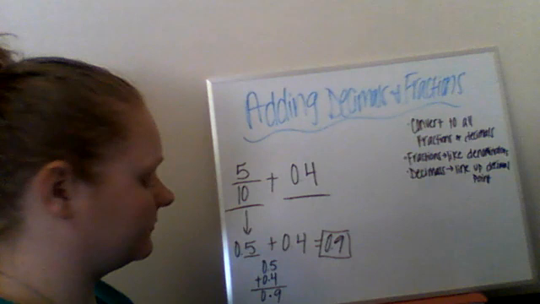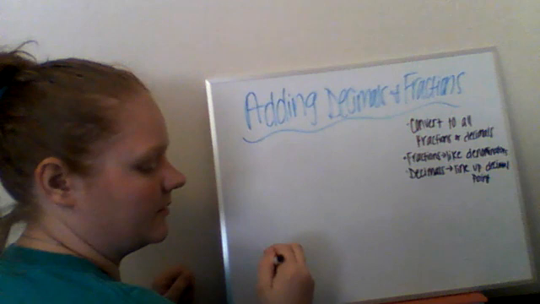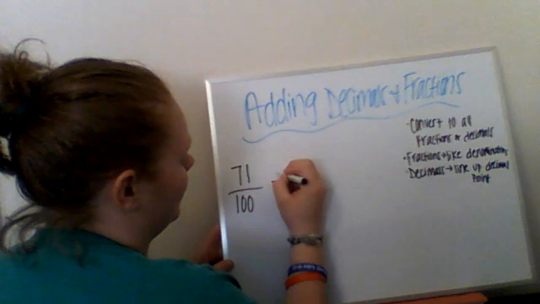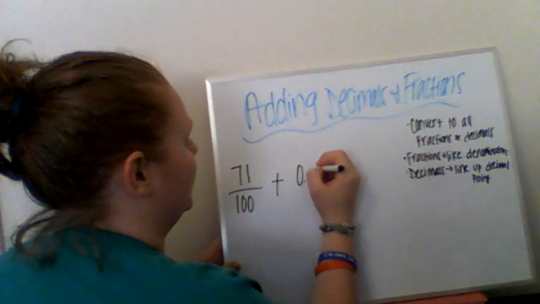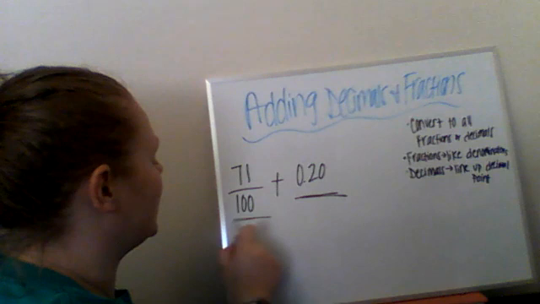Okay, let's look at another example. Okay, so if I was to give you the example 71/100, and I want to add, let's do 20/100. Okay, if I convert to all decimals, so this decimal is fine since I'm working with decimals, I need to change this into a decimal.